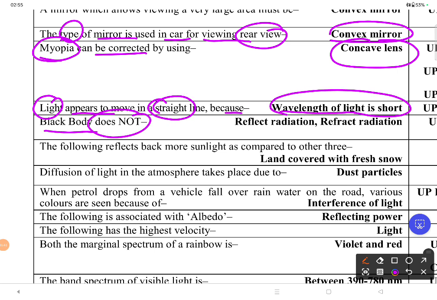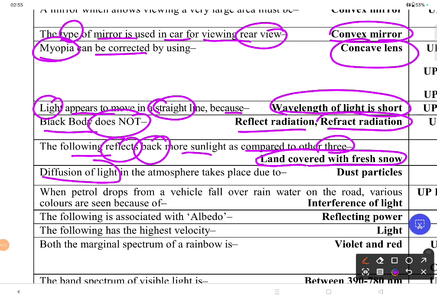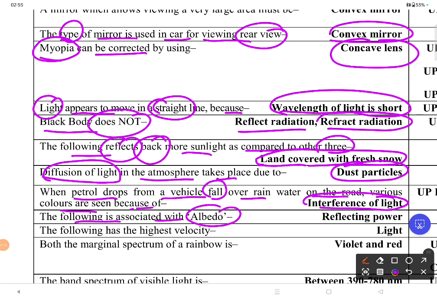A black body does not reflect or refract radiation. The following reflects back more sunlight as compared to the other three: land covered with fresh snow. Diffusion of light in the atmosphere takes place due to dust particles. When petrol drops from a vehicle fall over rainwater on the road, various colors are seen because of interference of light. The following is associated with albedo: reflecting power. The following has the highest velocity: light.